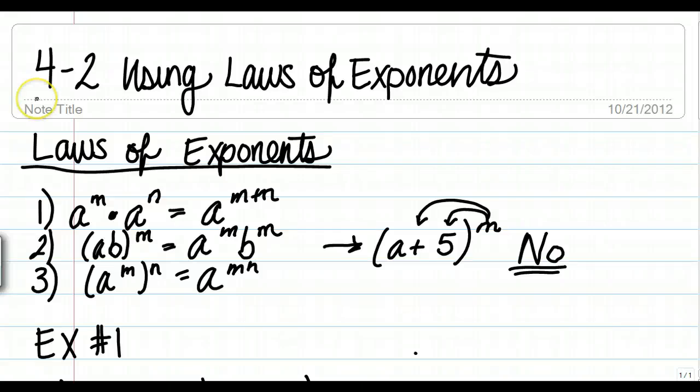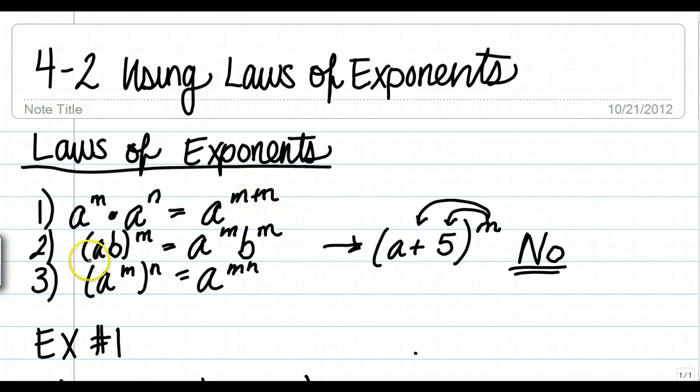We are doing lesson 4.2, using laws of exponents. There are 3 laws of exponents. The first one is if you have the same base number and you're going to multiply them together, you can add the exponents together. So you can only add the exponents together if the bases are the same. If they're not the same, then you cannot use the rule. So since these two are the same, you're going to have m plus n, and you'd add them together.